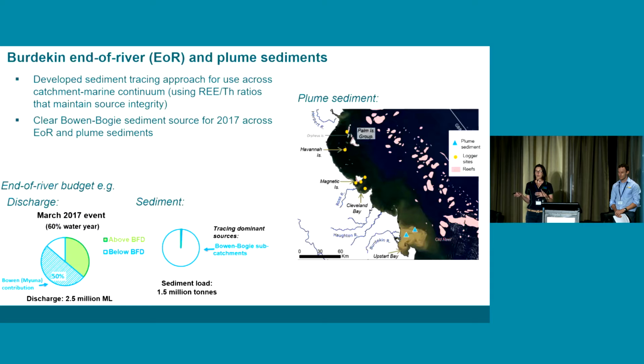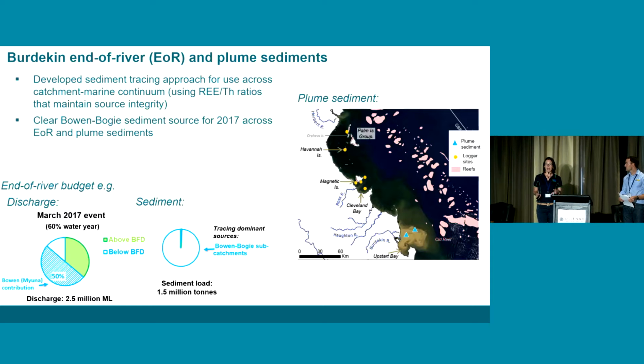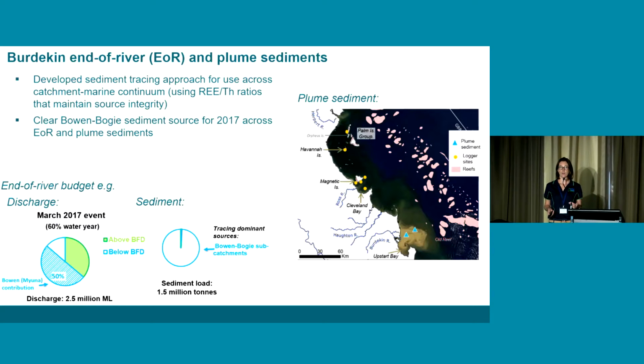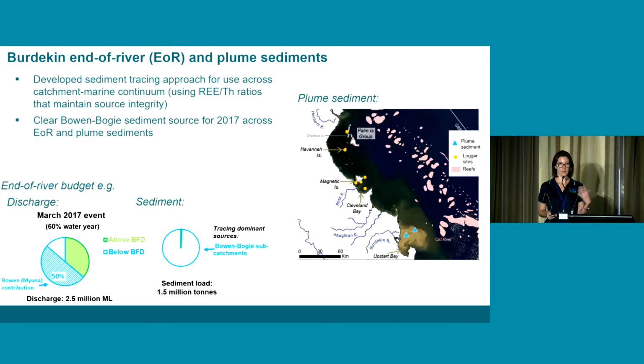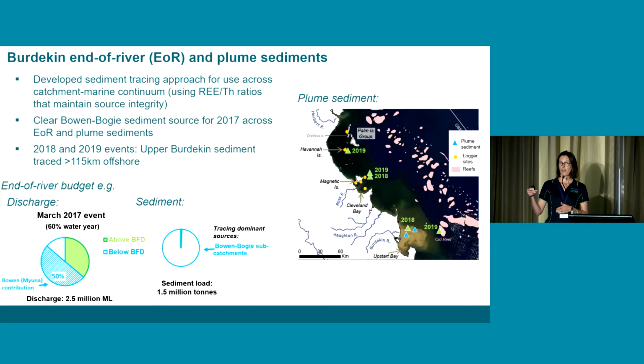With the sediment tracing that we were able to do in 2017, you can see those blue triangles there in the inshore area of the Burdekin flood plume. Sampling at both end of river and these plume sites showed a clear source back to the Bowen and Bogie subcatchments that have been such a strong focus today. In 2018 and 2019, we were able to get much further offshore, out to Old Reef in 2019 and up to 150 kilometres north of the river mouth around the Palm Island group, where we have our sediment trap sites that Steve will talk about in the next presentation.